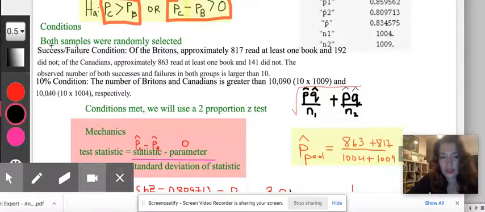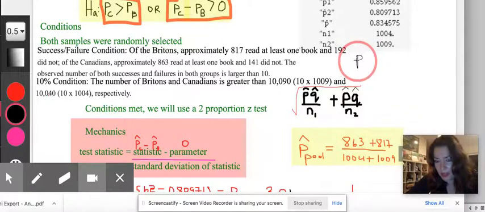So looking at the conditions, both samples were randomly selected. That's what it states in the paragraph. Now the success-failure condition is when we're checking that p hat times n is greater than or equal to 10, because we don't know p. And then we're going to do the same thing for q hat times n is greater than or equal to 10.